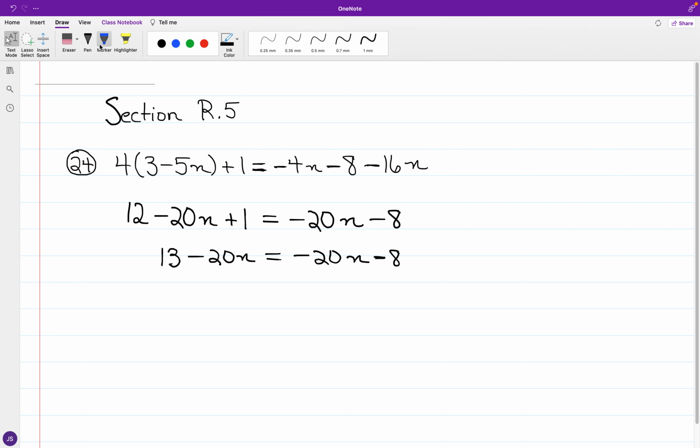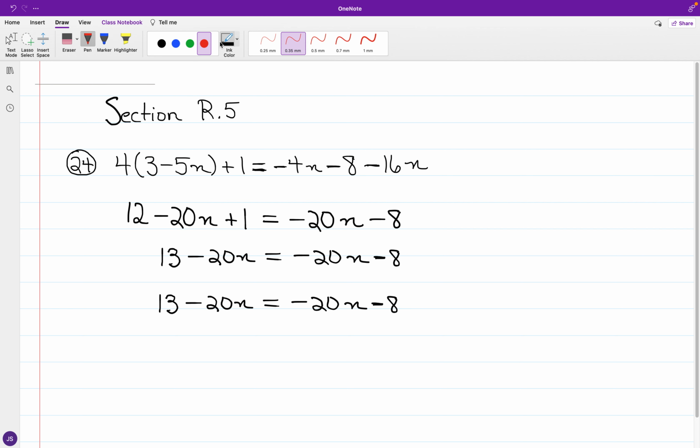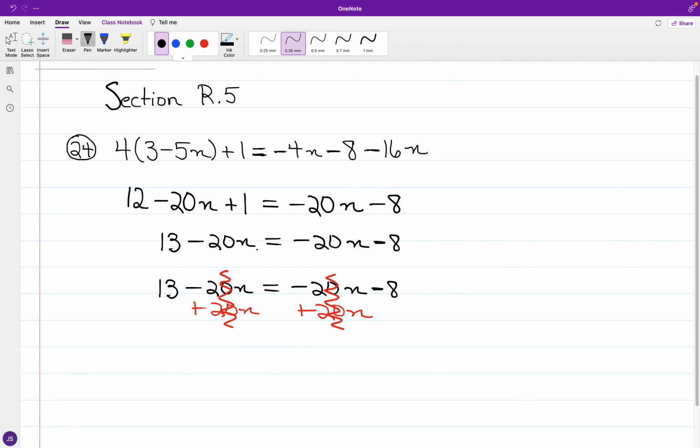And looking at combining like terms, we can work with what we have in the variable n. So if I take care of the negative 20n on the left, I can just add 20n on both sides. And it turns out that the right hand side also has negative 20n, and guess what? We're going to have the n terms cancel throughout. And so for what remains at this stage, we have two numbers that will be said to equal each other, where we have the statement 13 is equal to negative 8.